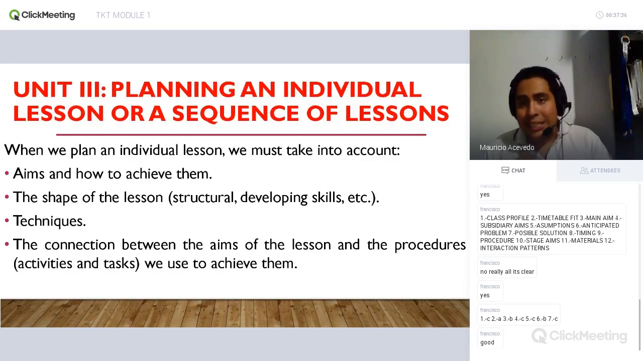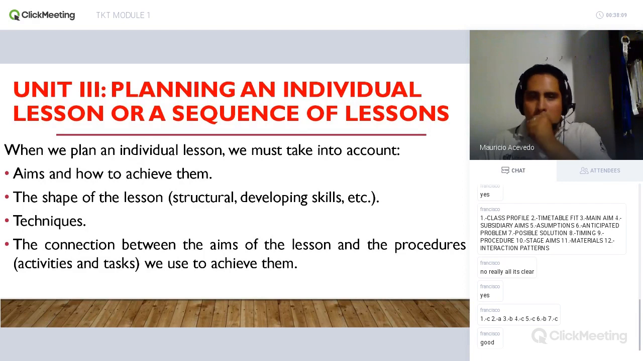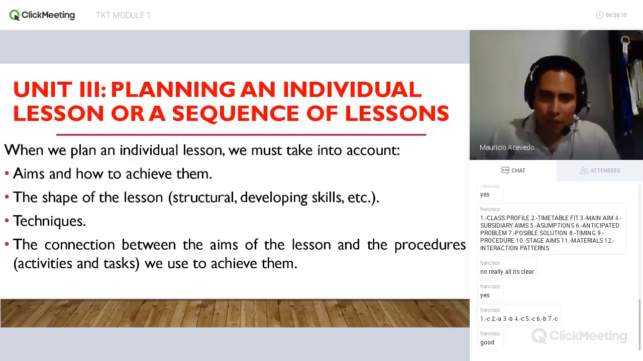Okay, so basically, as it is an individual lesson, you need to focus on what the form, the shape of the class is. If you're going to be talking about grammar, skills, or pronunciation, as it is just one class, you need to think about that. The techniques you're going to be using and the connection between the aims of the lesson and the procedures, which are the activities and tasks we use to achieve them. So it's not very different from the normal lesson planning, right, Francisco?